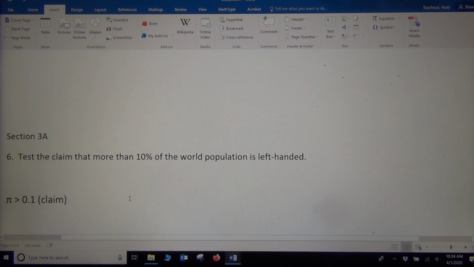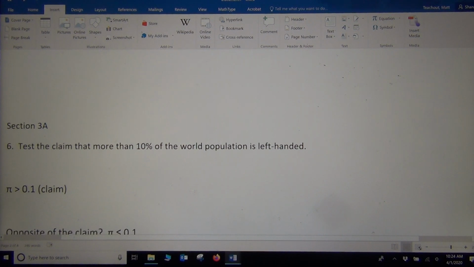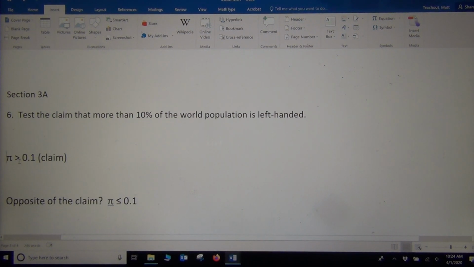Okay. Now, I need the opposing view. Now, this is where it gets tricky. They didn't really give me the opposing view. So, I think I'm going to go ahead and use the opposite. So, what's the opposite of greater than? Well, we kind of talked about this in the lecture. The opposite of greater than is not less than. It's actually less than or equal to. So, again, I'm going to go ahead and write the opposite of the claim. Remember, greater than points to the right. Always put the letter on the left and the number on the right. So pi is greater than 0.1. Notice that looks like an arrow pointing to the right. Less than or equal to should point to the left. So I'm going to get pi is less than or equal to 0.1. That would be the opposite of the claim, or the opposing view.